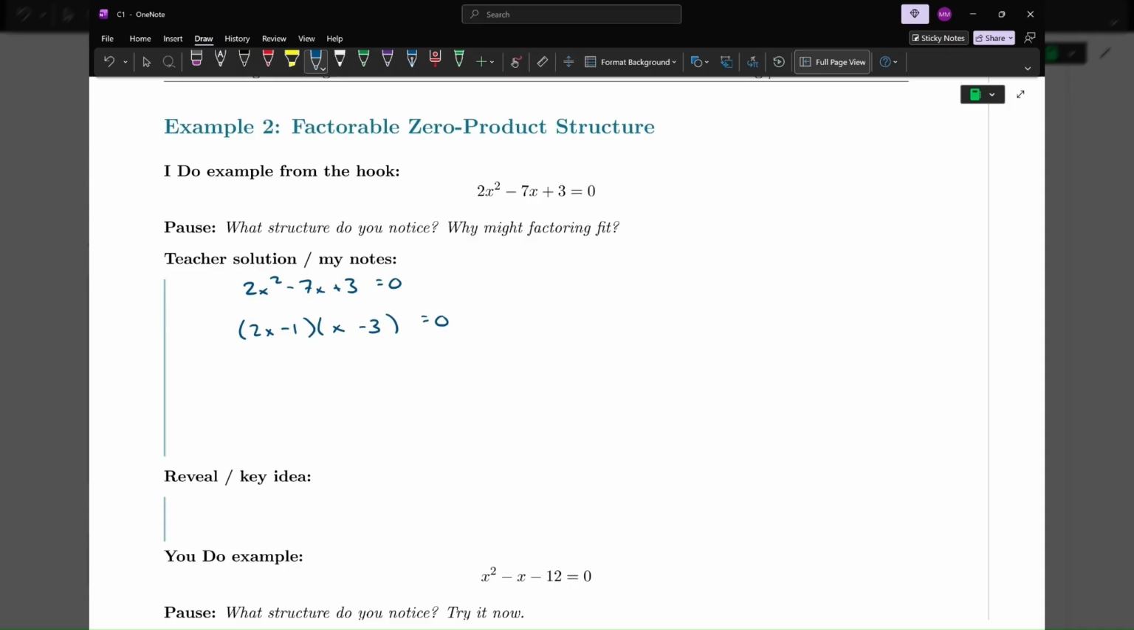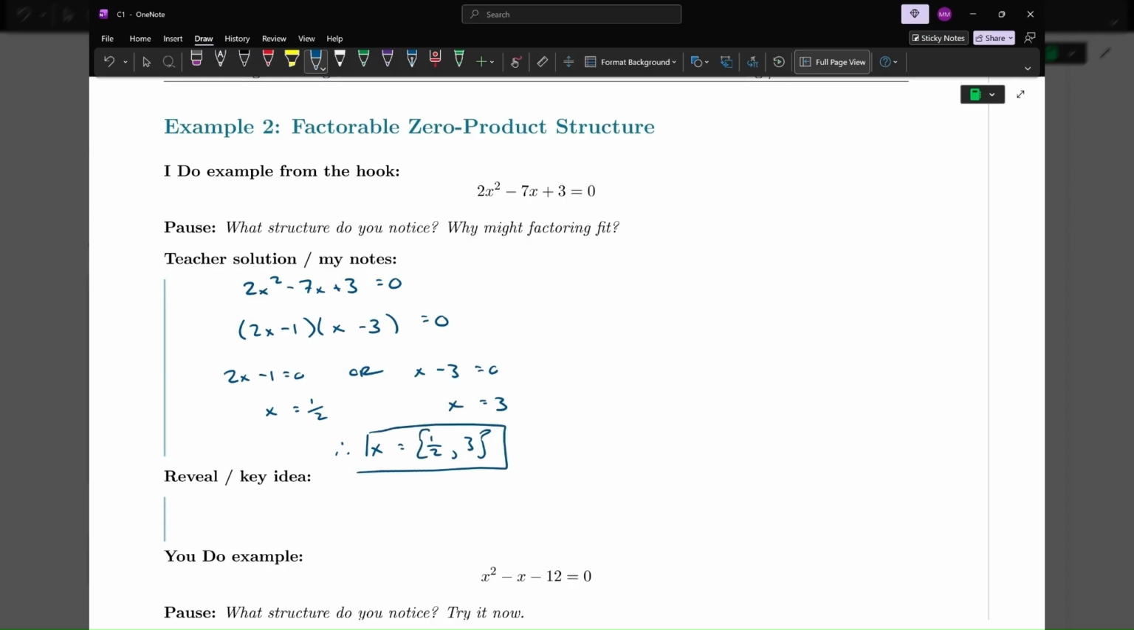Two things multiply to 0, so I know either the first one is 0 or the second one is 0. If 2x minus 1 is 0, x is 1/2. If x minus 3 is 0, x is 3. Therefore, x is going to be 1/2 or 3. End of question.